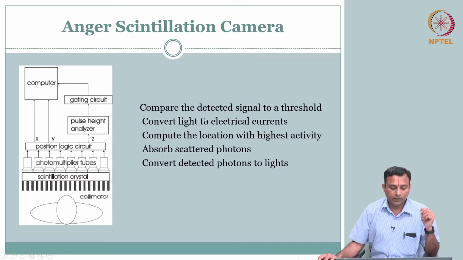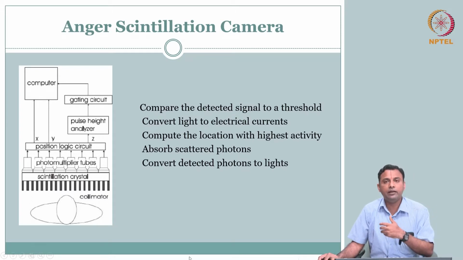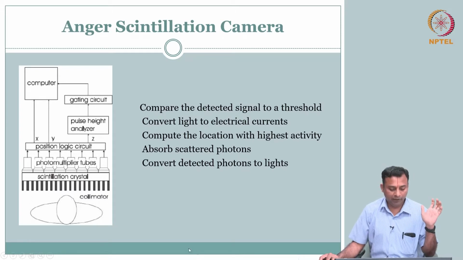Okay. So what is happening here, big picture? You have this patient, and the patient is sending out gamma rays in different directions, but in one of the directions you have this camera. In that direction you will start with the collimator.